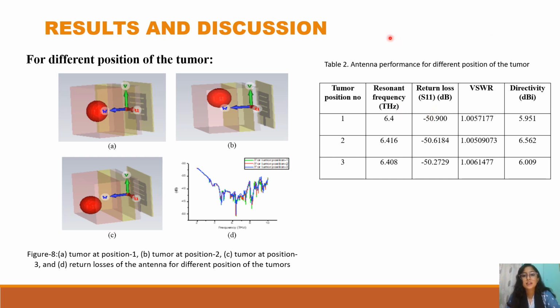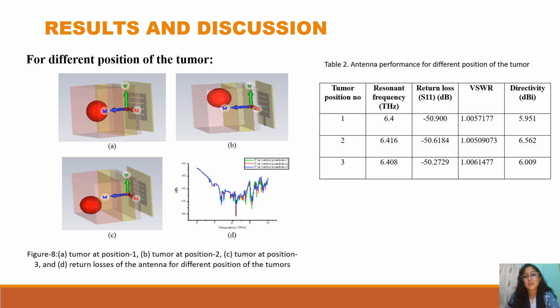Here in table 2, it shows the antenna performance for different positions of the tumor, and the data indicates that when the tumor is located at position 1, the resonant frequency is 6.4 terahertz, accompanied by a return loss of minus 50.9 dB. Shifting the tumor to position 2 results in a return loss of minus 50.6184 dB at a resonant frequency of 6.416 terahertz. Similarly, at position 3, the antenna exhibits a return loss of minus 50.2729 dB with a resonant frequency of 6.408 terahertz.